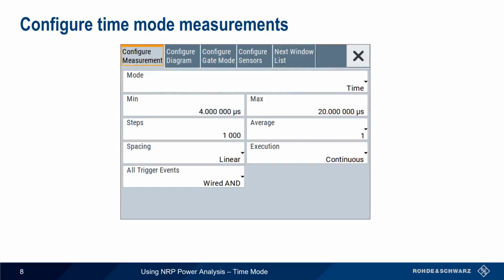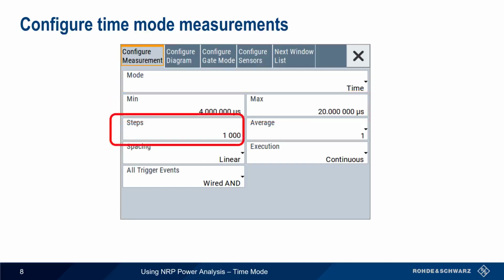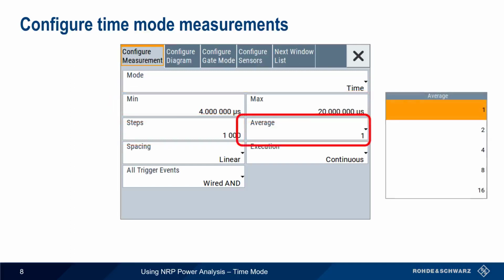Now that we've configured a trigger, we can configure the rest of the measurement parameters. The minimum and maximum time define the time window that will be displayed, with 0 being the trigger point. Changing these values allows us to shift our measurement results right or left. And as before, we need to define the number of steps. There's also an average count, which determines how many measurement cycles are used to form a measurement result. Increasing the averaging count reduces noise, but also increases measurement time.